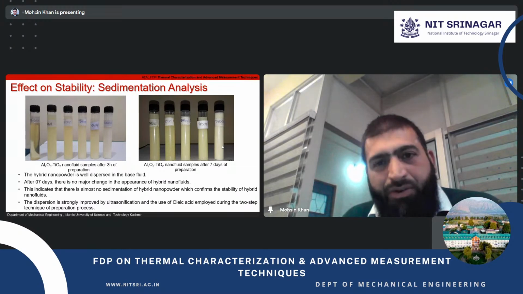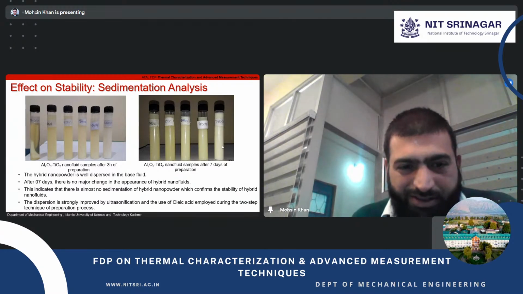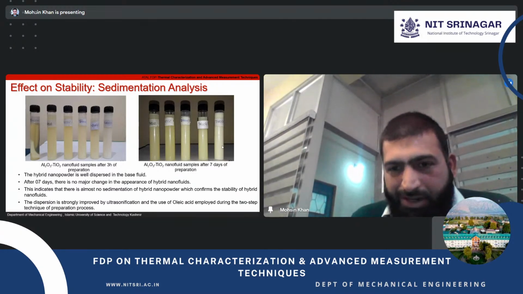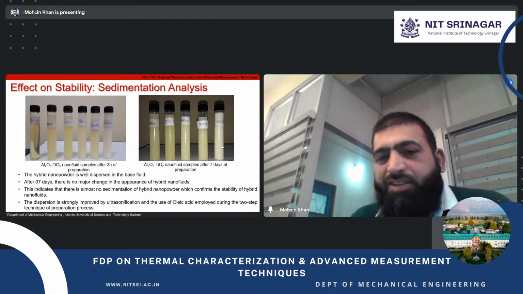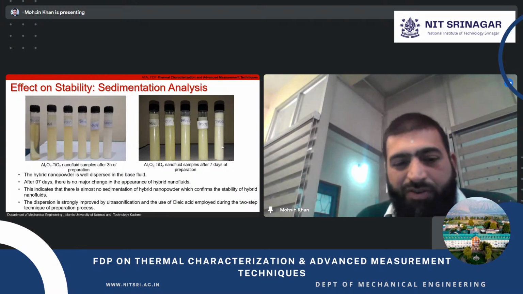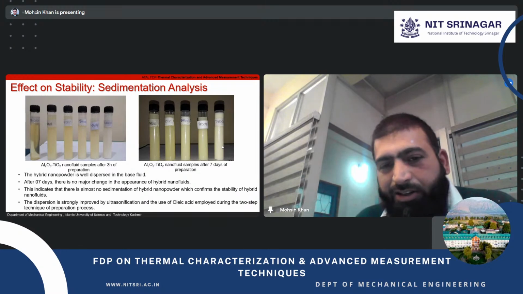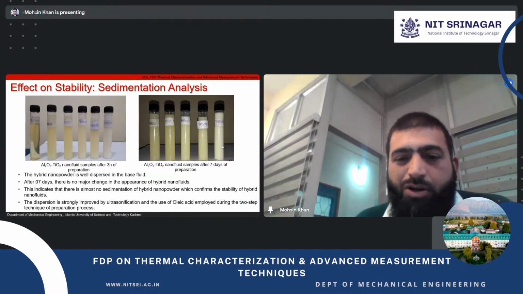We did the stability study by using sedimentation analysis. We took pictures of our samples once they were prepared, after 3 hours, and we let them stand for 7 days. We can see there was not much change in the color of the samples, which indicates that the samples were good. They were stable over a good period of time.